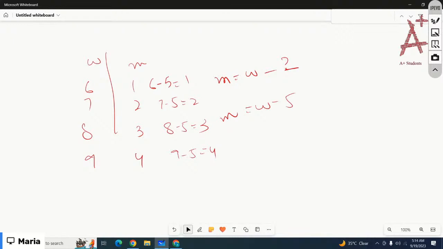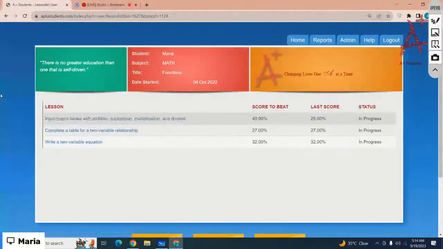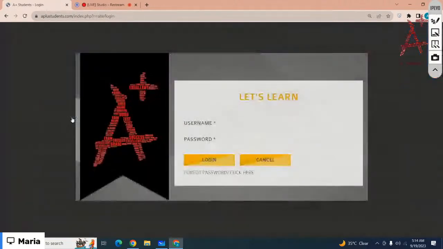Okay, now let's just start with the first lesson and do the practice questions. Here we are in grade 4 math. We're working on the chapter functions. Let's just start with the input output tables with addition, subtraction, multiplication and division, right?